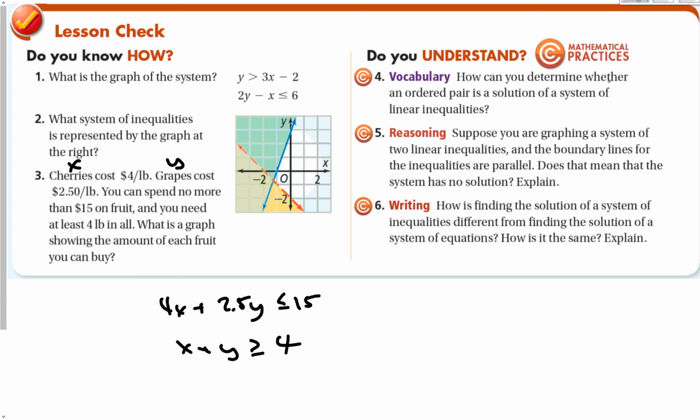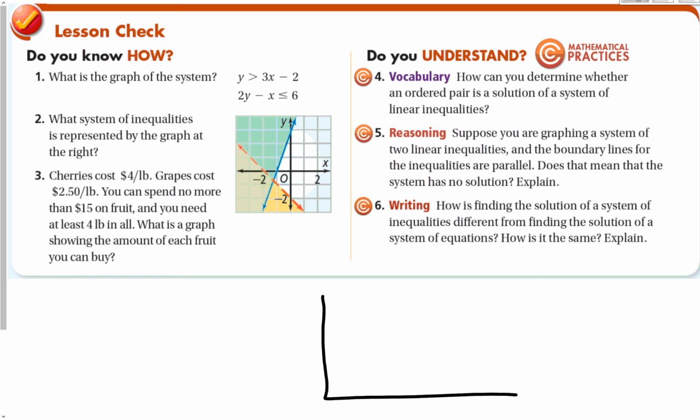How can you determine whether an ordered pair is a solution of a system of linear inequalities? Well, we could always plug it in and see if it makes both of the inequalities true. Suppose you are graphing a system of two linear inequalities and the boundary lines for the two inequalities are parallel. This is a good question. Does that mean the system has no solution? So let's think about this. Here's my graph. Here's my two parallel lines. Does that mean this system has no solution?